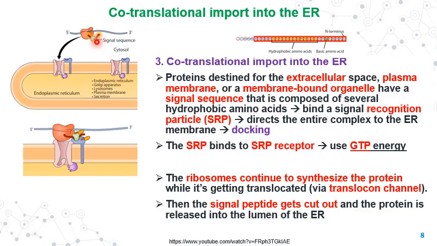So once this thing is recognized, it is sent to the receptor, and you are going to continue the synthesis of the protein, which is going to go through this channel that is called the translocation channel. Everybody cool so far? Yeah.